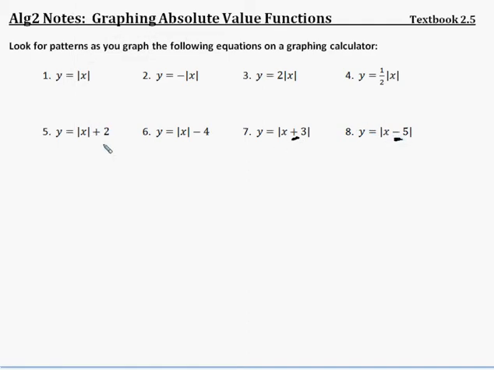Now these ones did the normal thing. This one moved up 2, this one moved down 4, but this one right here, it moved left 3, even though it was positive, and this one moved right 5, even though it was negative. Now when I say it moved, what I mean is that the graph, the little corner point called the vertex, moved, and the rest of the graph moved with it.